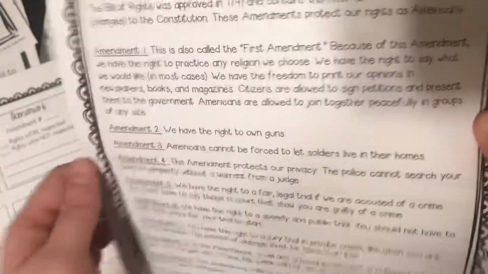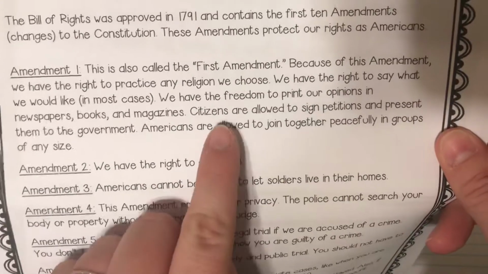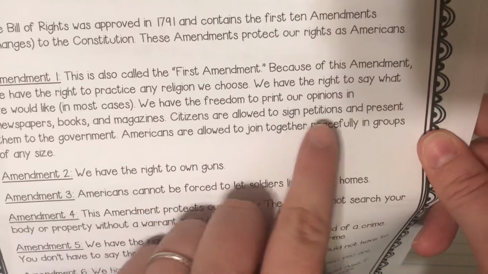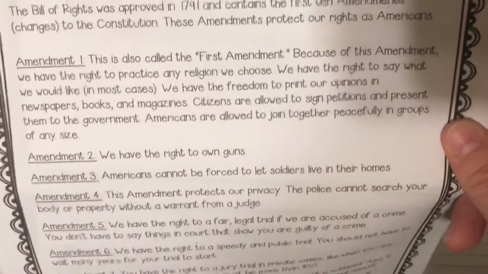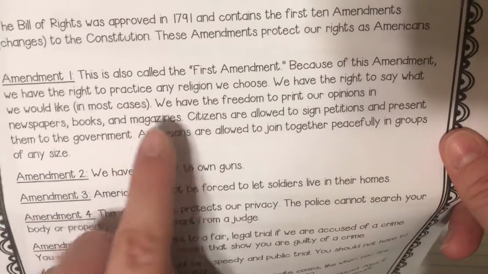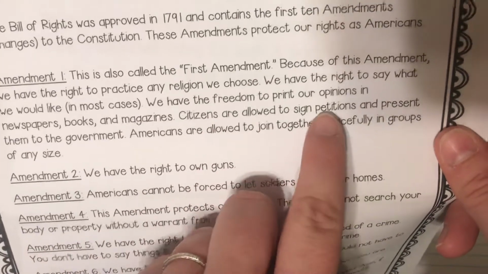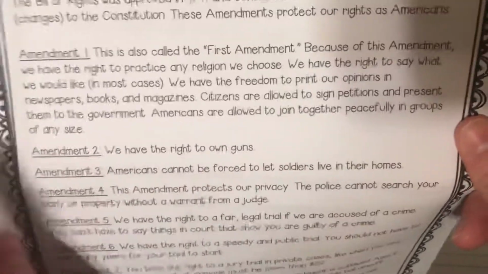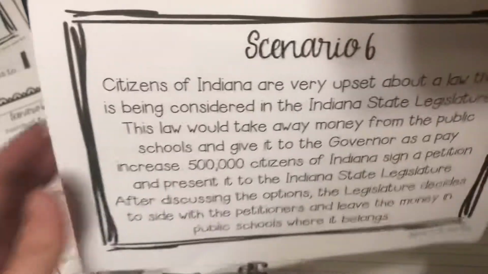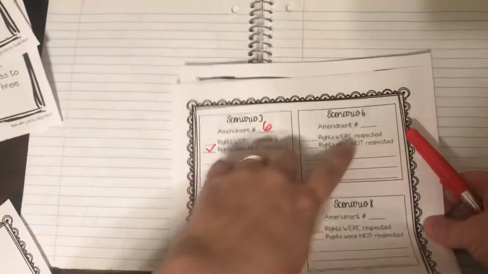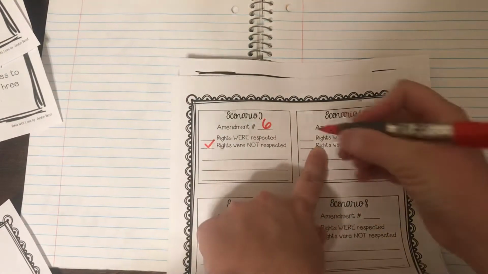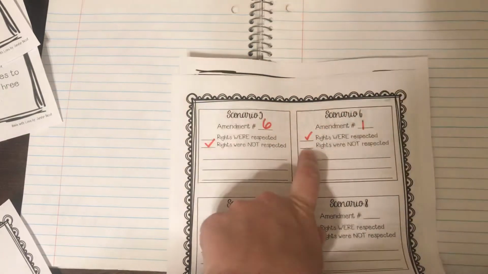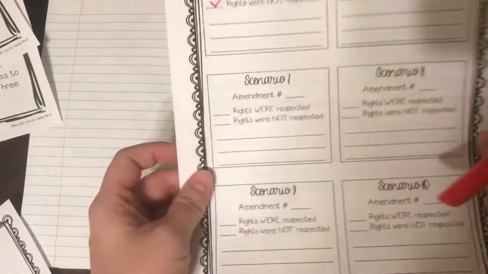It says citizens are allowed to sign petitions and present them to the government. So if we don't like a law, we can say, hey, we don't like this, we're against this, we're going to sign a petition and present it to you to make changes. And that's what they did here. So in scenario 6, we're going to represent Amendment 1 again. Were their rights respected here? Actually, yes. Great. Okay, we're on 7 now.